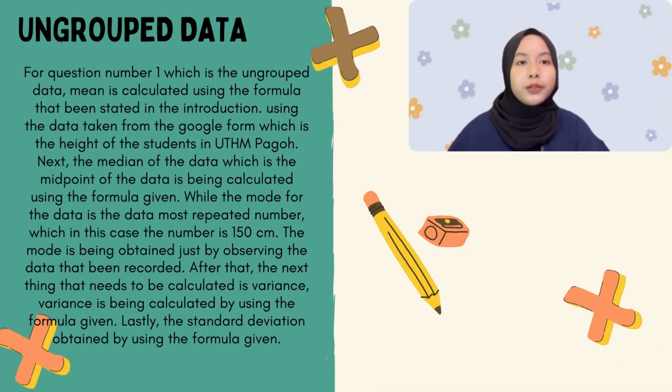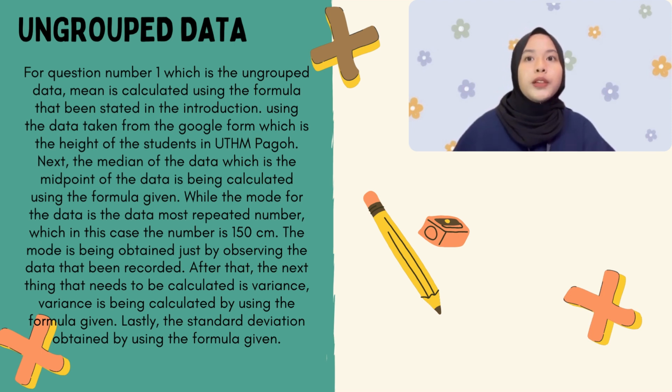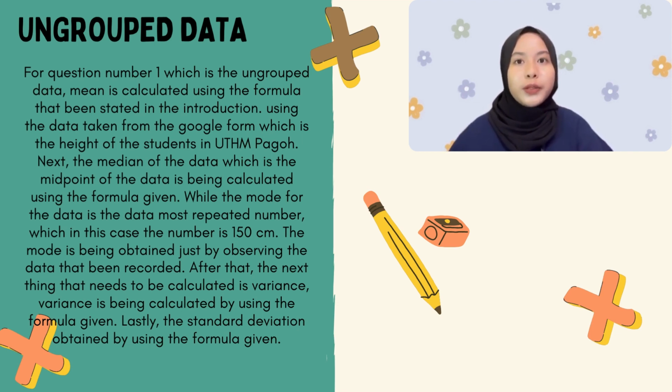Next, the result of ungrouped data. For question number 1, mean is calculated using the formula given at the introduction, using the data taken from the Google form, which is the height of students in UTHM Pagoh. Next, the median of the data, which is the midpoint of the data, is calculated using the formula given too. While the mode for the data is the most repeated number, which in this case is 150 centimeters. The mode is obtained just by observing the data that was recorded. After that, variance and standard deviation are calculated using the formula given too.